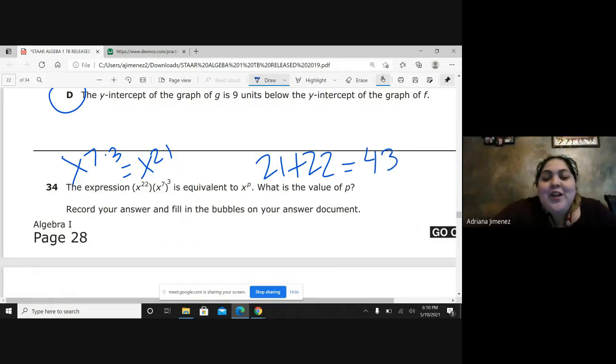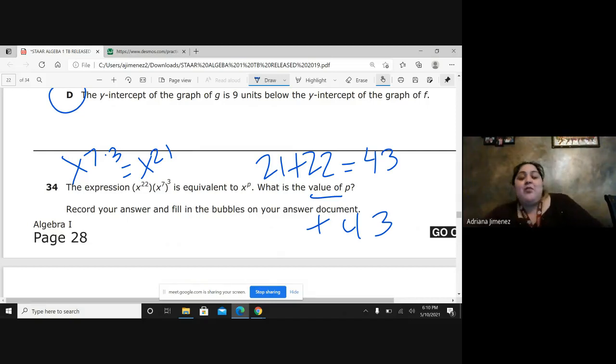43. So you're not going to put the letter X. They asked for the value of P. They didn't ask for X. So you're just going to put in your little boxes the number 43, and if you want to put plus, you do. But you do not put the letter X. They never want a variable in there.